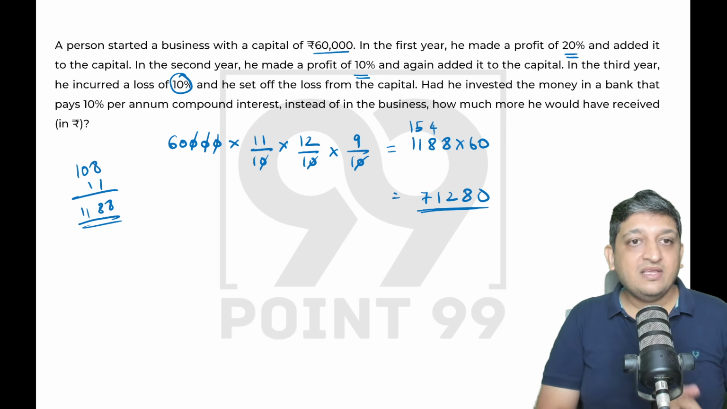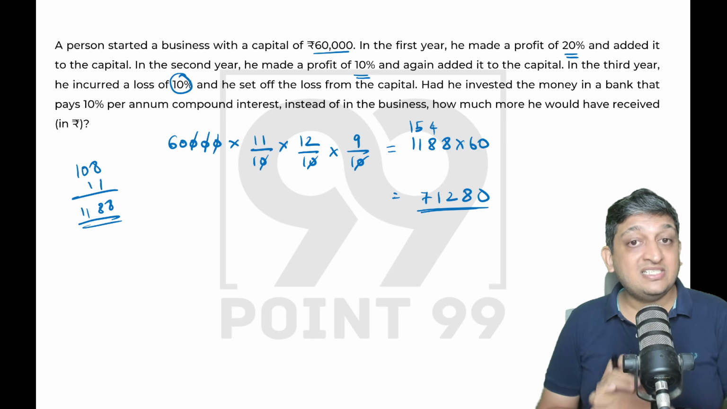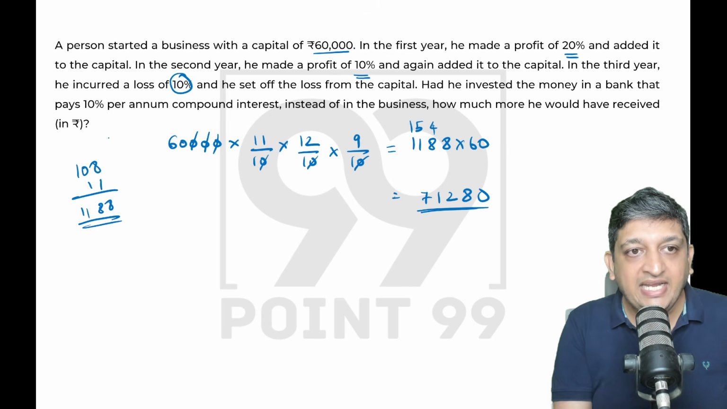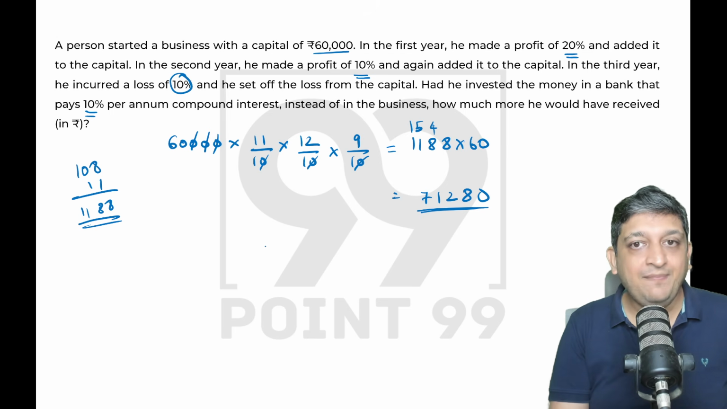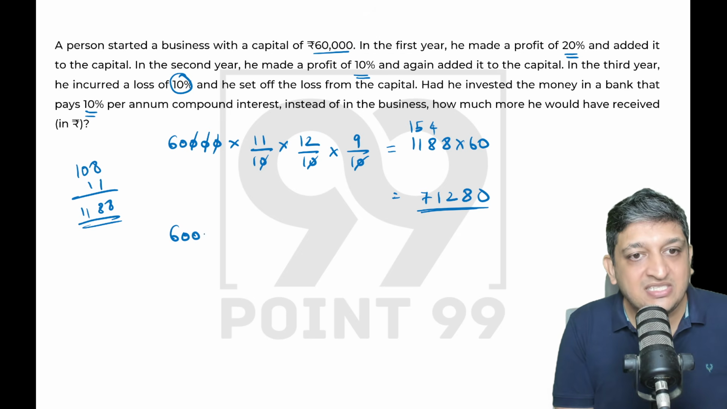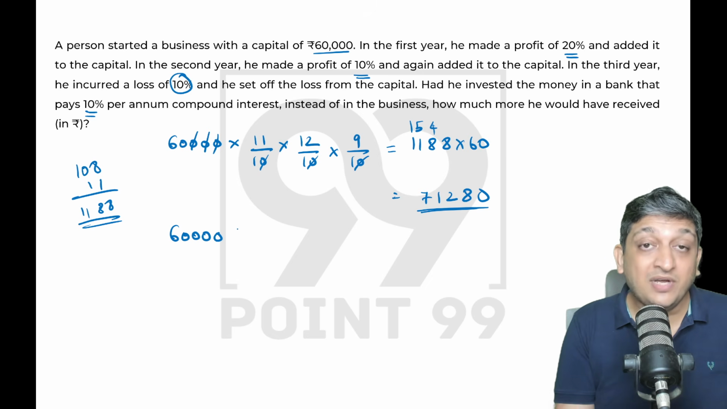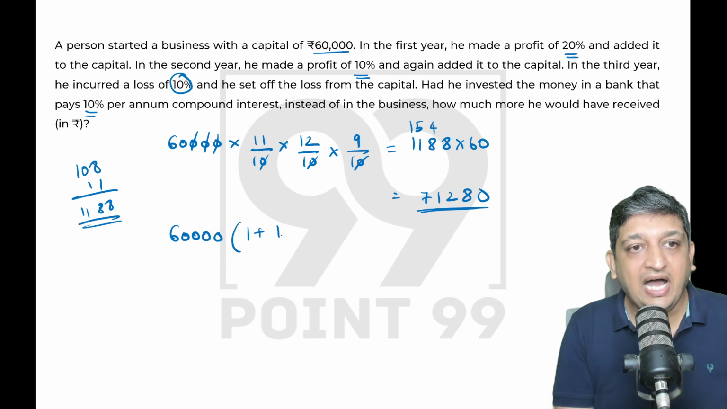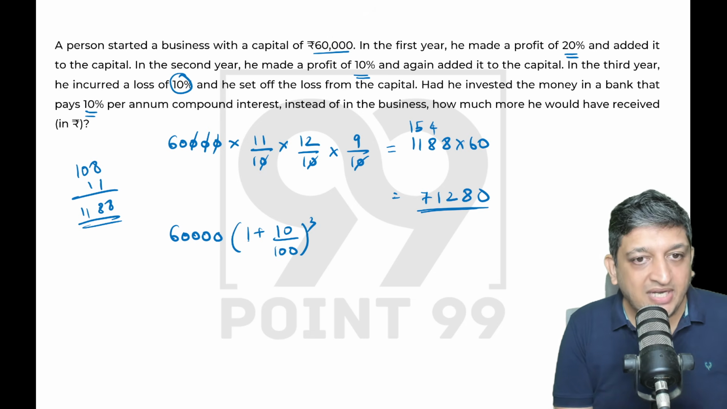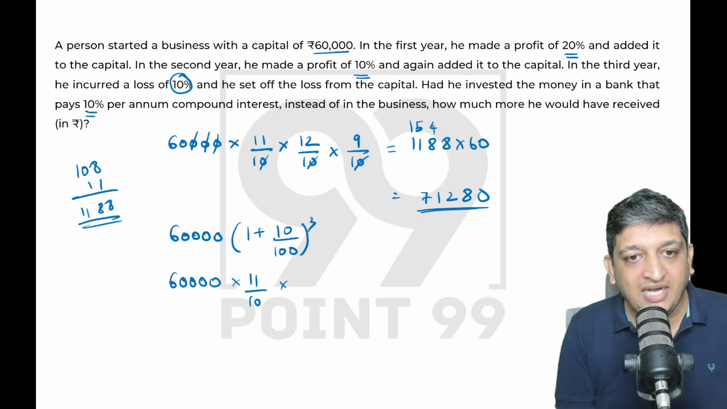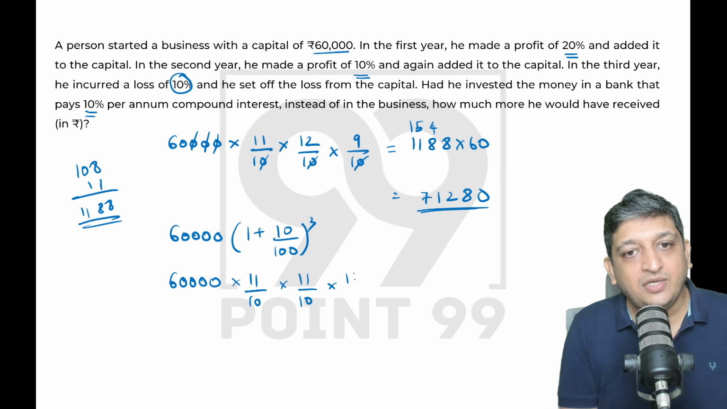What about the 10% per annum compound interest scenario? What would have happened here? Had he invested at 10% per annum CI, then what would have happened after 3 years? The amount with him would have been 60,000. A equals P into 1 plus R by 100 raised to N. So I am going to get 110 by 100 or 11 by 10 the whole cube. So I am going to get 60,000 into 11 by 10 into another 11 by 10 into another 11 by 10.